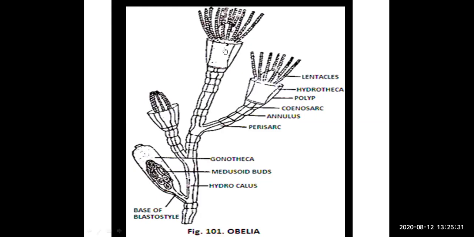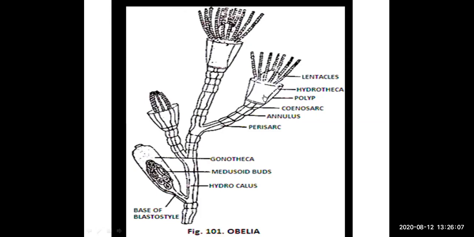The distal end is produced into a conical elevation called the manubrium or hypostome. The terminal part of the manubrium has a mouth. Just around the manubrium, 24 long tentacles are present. These are the polyp tentacles.